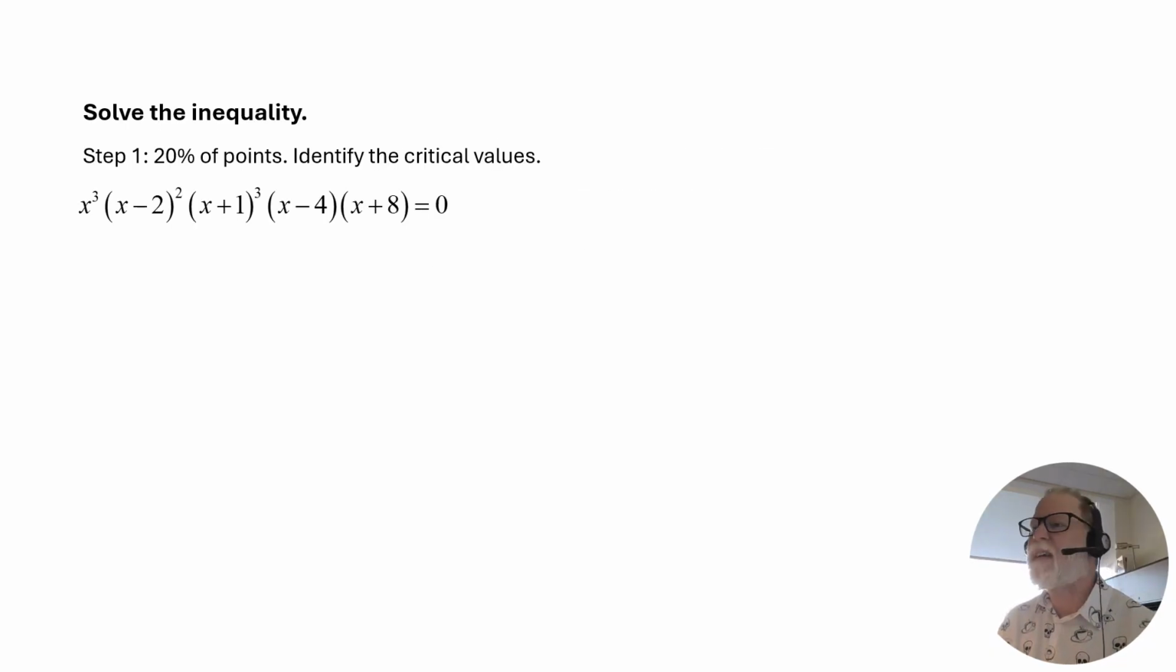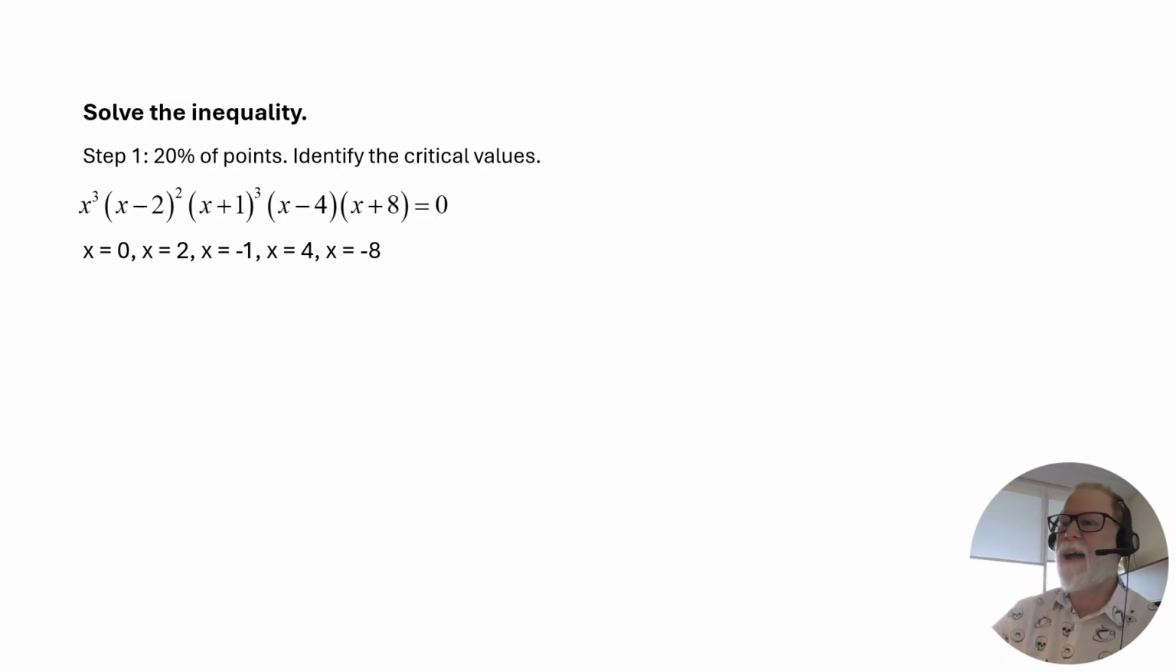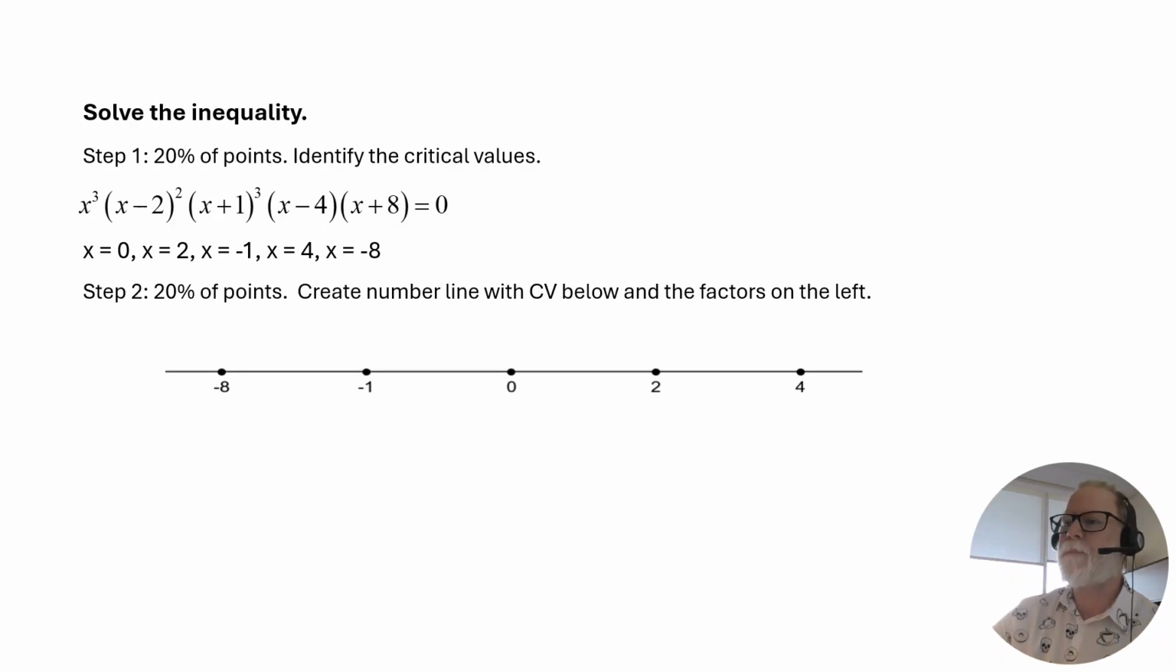Hello there. Let's take a look at this first example. Step 1, identify the critical values. Since it's already in factor form, you just look at each of the factors and solve. Pretty straightforward. Step 2 is the number line. We're going to draw a horizontal line, and then mark each of those critical values.